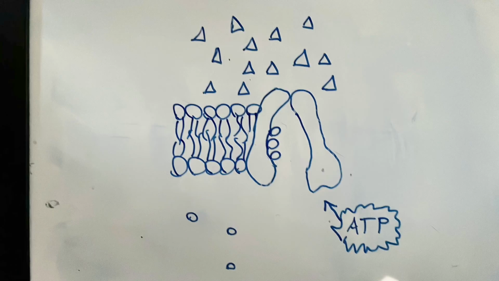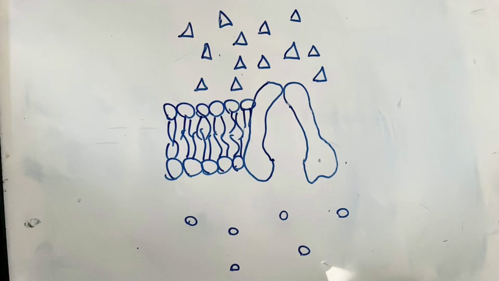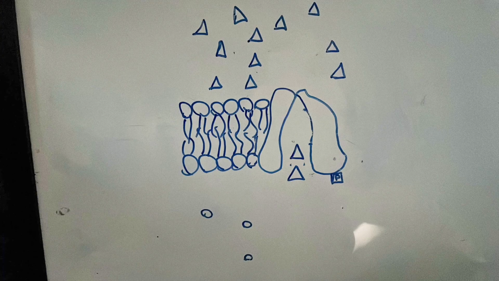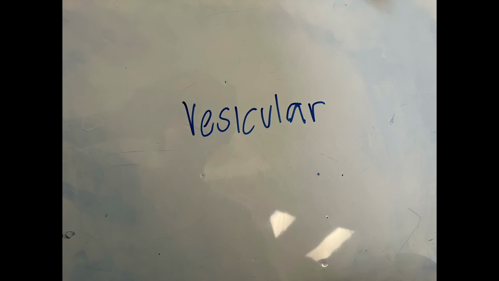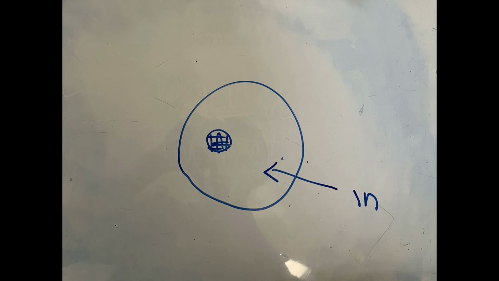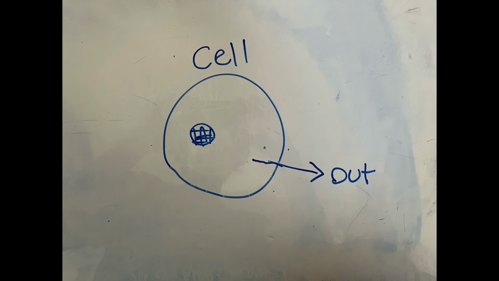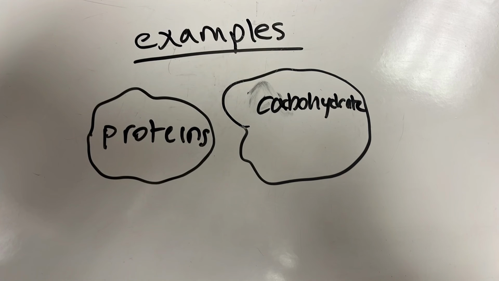Then, two potassium ions bind to the pump, and the pump reverts to its original shape, and the potassium ions and the phosphate are released into the cell. Lastly, we have vesicular transport, which uses a vesicle to transport materials. A vesicle is a membranous sac that is used to transport materials in and out of the cell. Vesicular transport is used for larger substances such as proteins or carbohydrates.